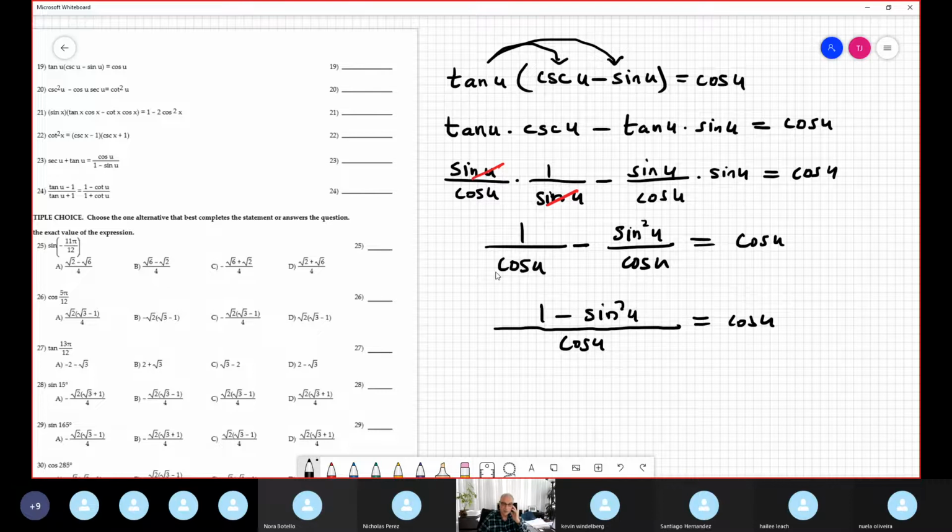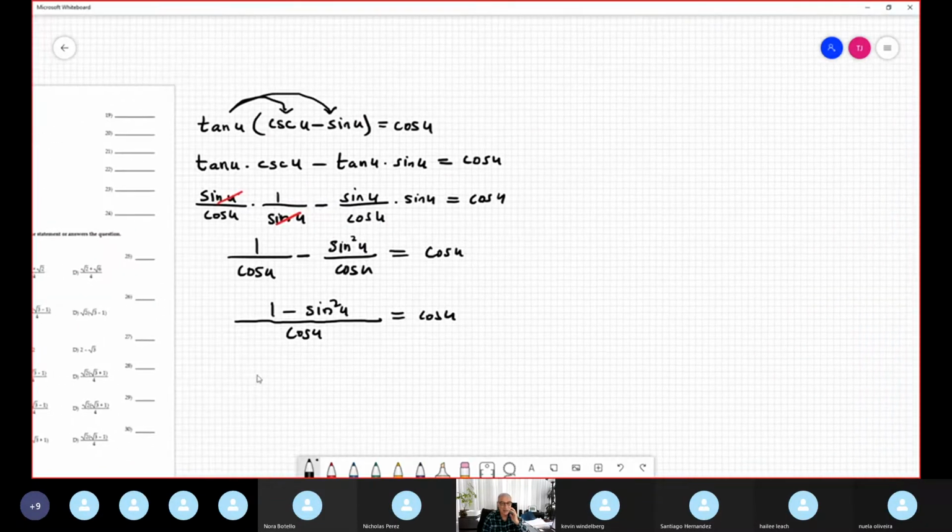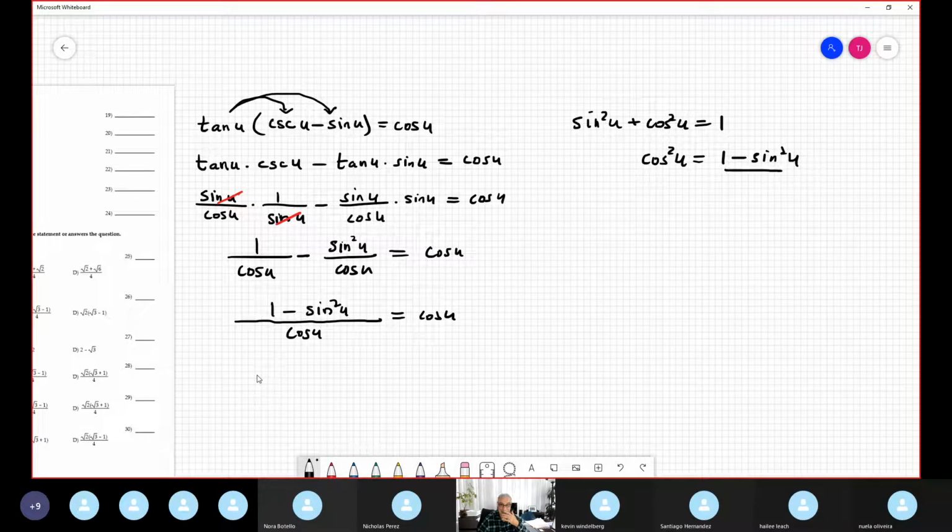Wow. So now this looks a little bit similar, not exactly the same, to the Pythagorean identity. I want to explain it now. I know by memory, or I look in the cheat sheet, that sine square u plus cosine square u equal 1, always. Therefore, if you isolate cosine, cosine square u is equal 1 minus sine square u, which is exactly the same we have here.